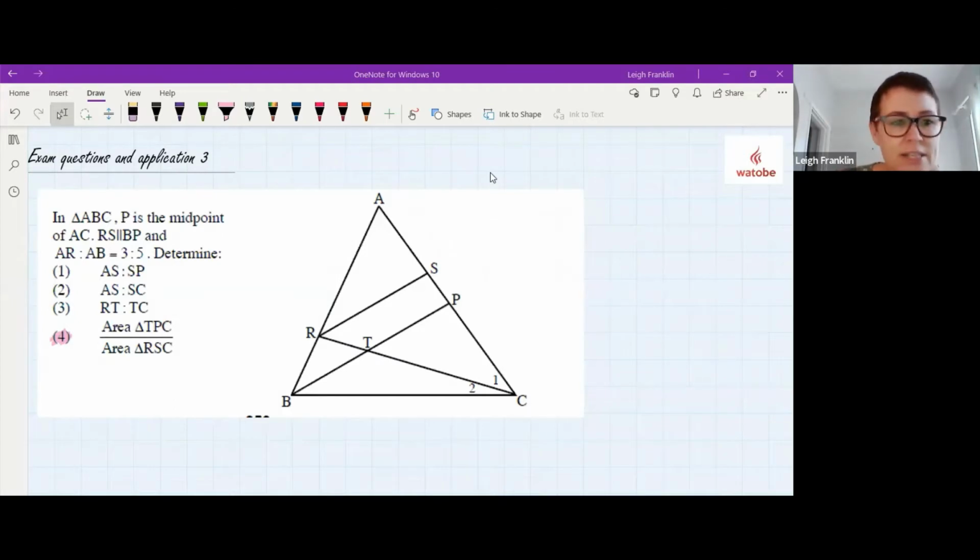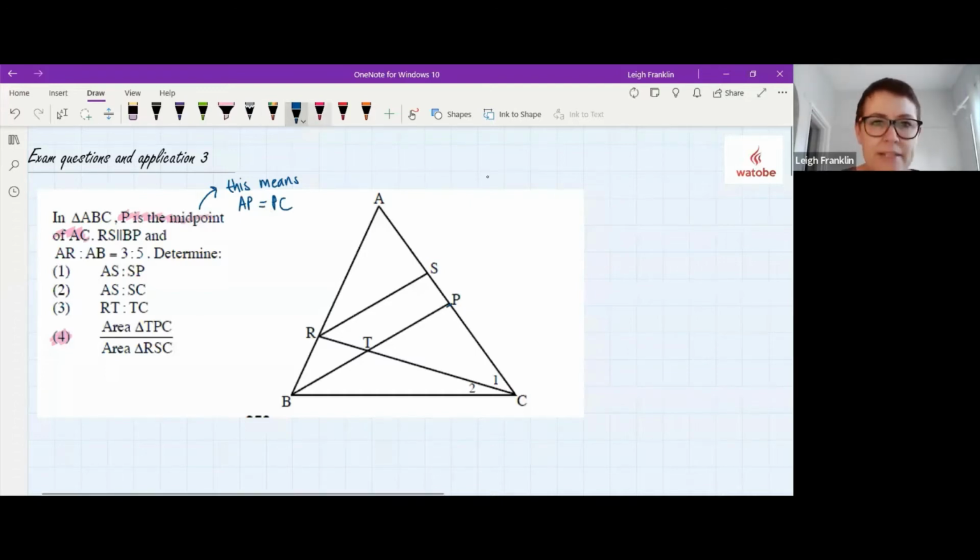Reading the information, it tells us in triangle ABC, P is the midpoint of AC. So what does that mean? When they say that P is the midpoint of AC, what do we read from that? What does that mean for us? Does anybody want to tell me what they think that means? So if P is the midpoint of AC, then it means that? It means that AP and PC are equal. Beautiful. Thank you, Tando. Excellent. Okay, so AP and PC are equal to each other, 100%.